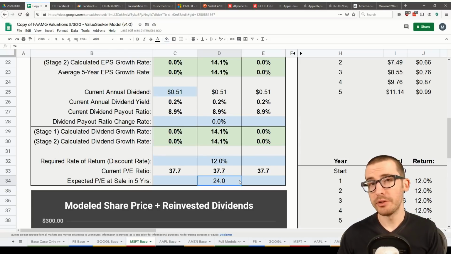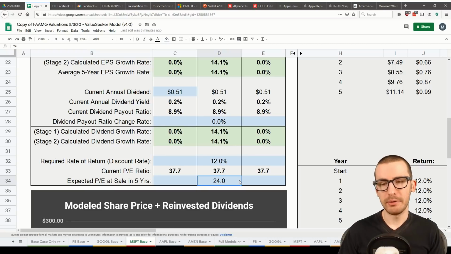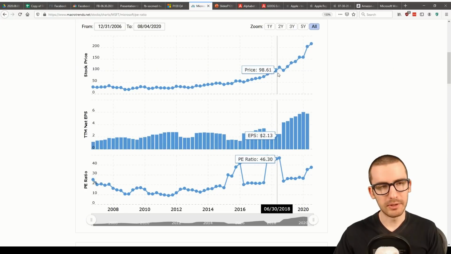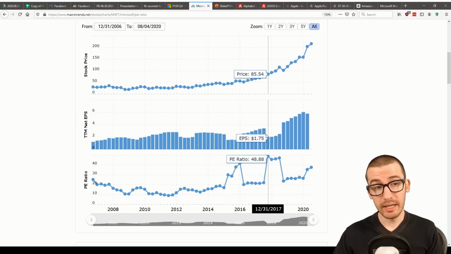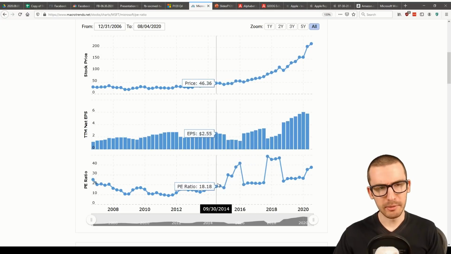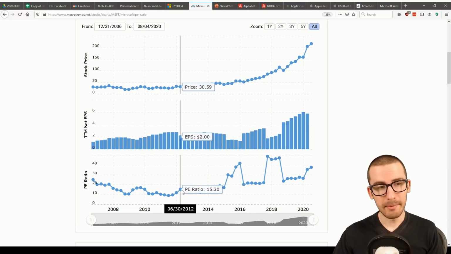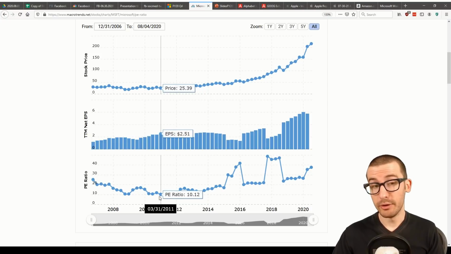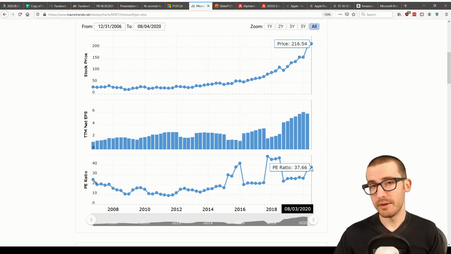Now, probably where there's most debate in modeling Microsoft is what is the right terminal price to earnings multiple. Taking a look at the long-term view of Microsoft's stock price above, their earnings in the middle, and the price to earnings ratio below, we can see that that price to earnings ratio has increased from roughly around 10 in the early 2010s, and Microsoft now is trading with a price to earnings ratio over 30.